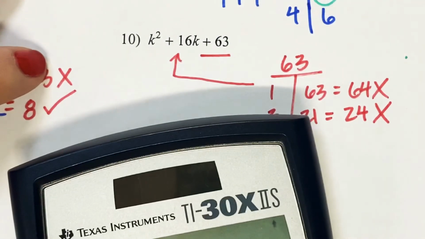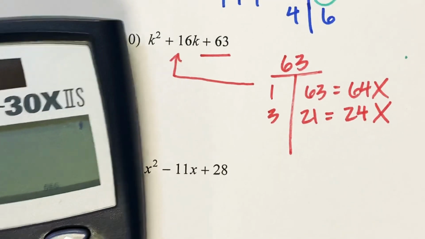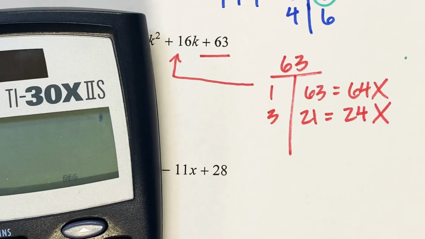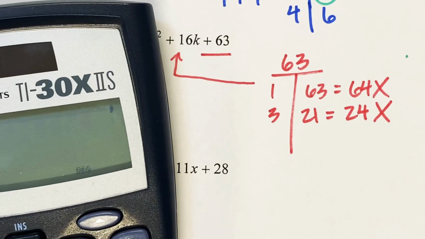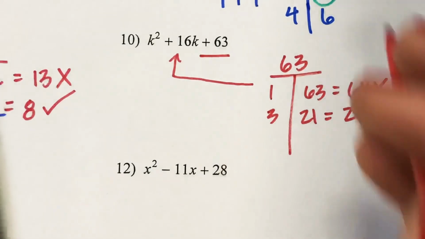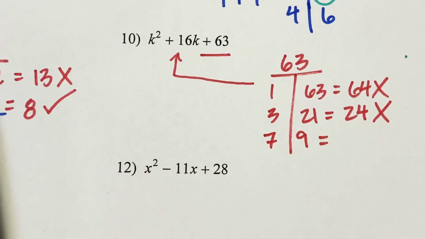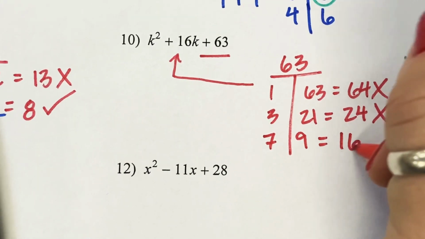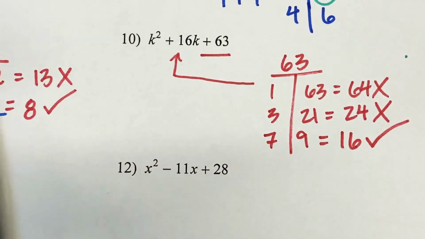Okay, 4 doesn't go into 63. What about 5? No. 6, no. 63 divided by 6 gives me a decimal, so no. 63 divided by 7. Ooh, okay. So what about 7 and 9? Okay, what is 7 plus 9? Bingo, we found it. Okay, so we found the 2 numbers that add to our middle term, which was 16.